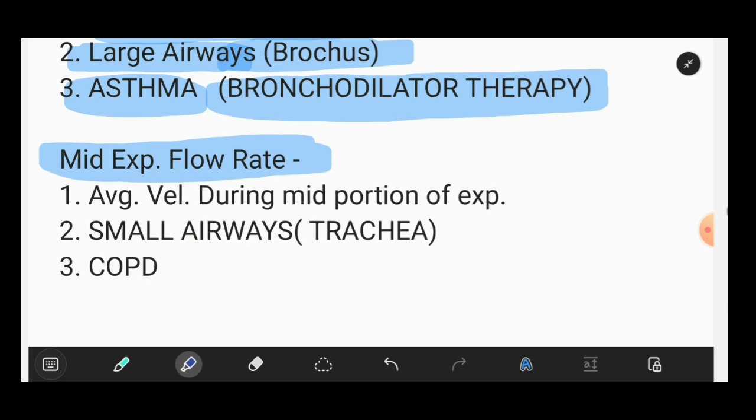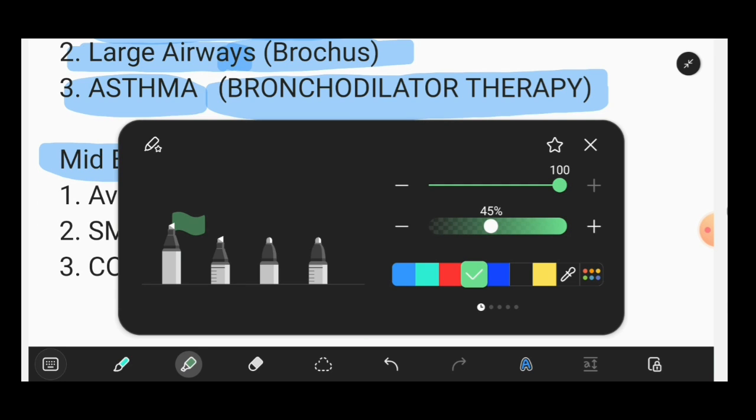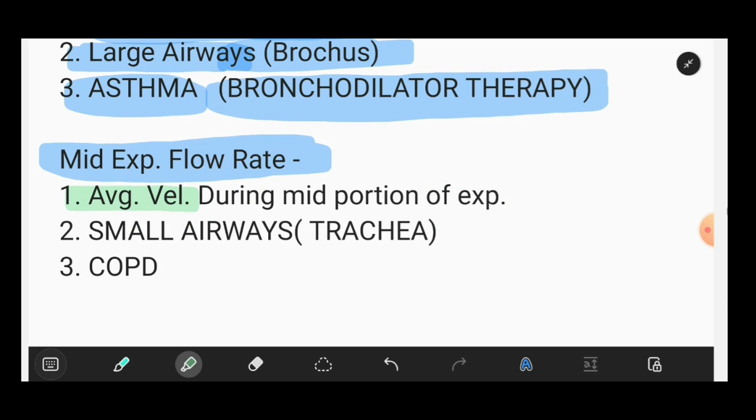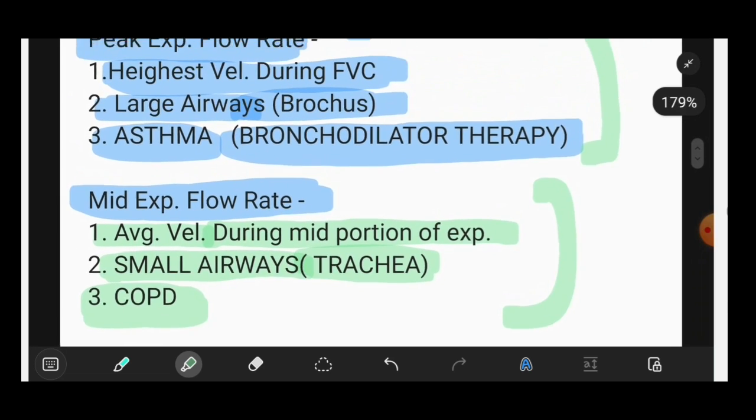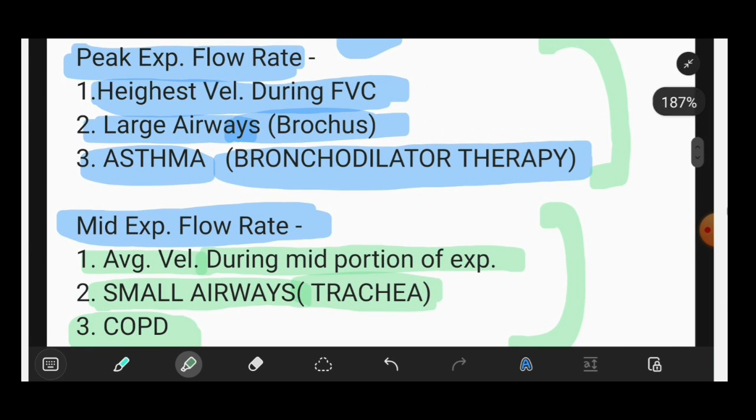Next is the mid expiratory flow rate guys. This mid expiratory flow rate is the average velocity during the mid portion of the expiration. It is measured in the smaller airways, and it is used for COPD patients. Okay guys, so you have to mug up the mid expiratory flow rate and the peak expiratory flow rate. These are clinical questions, and these can be asked in any type of question. So these are very important, guys: peak expiratory flow rate and the mid expiratory flow rate.